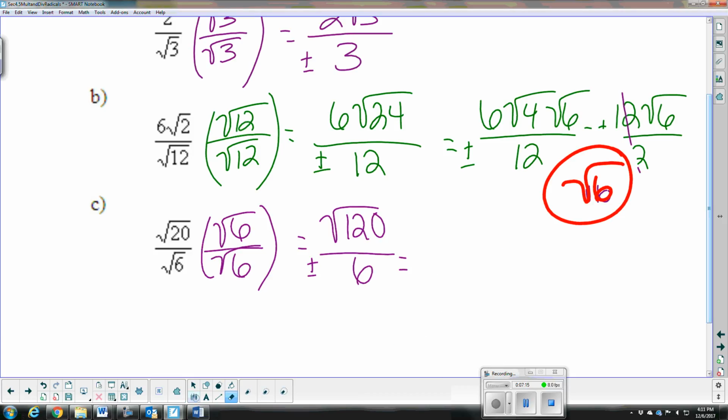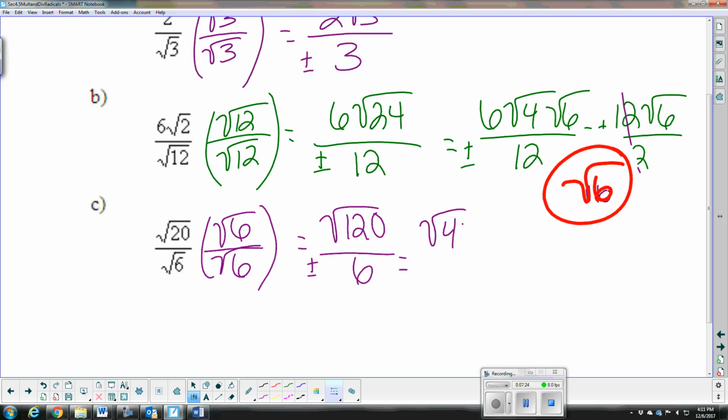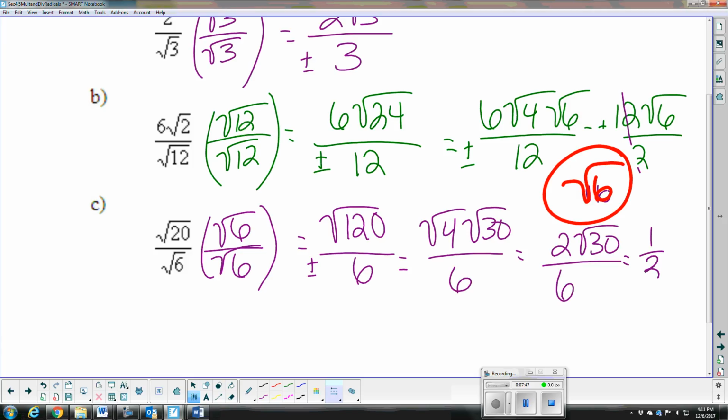Okay, so that is equal to the square root of 4 times the square root of 30 over 6, which equals 2 times the square root of 30 over 6. Again, it's plus or minus 2, but since we still have that radical there, we don't really need the plus or minus 2. And then we can simplify 2 divided by 6, which is 1/3 times the square root of 30.